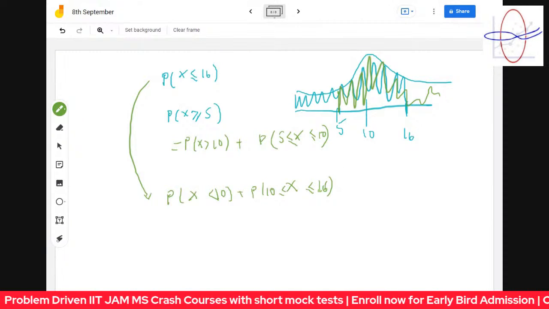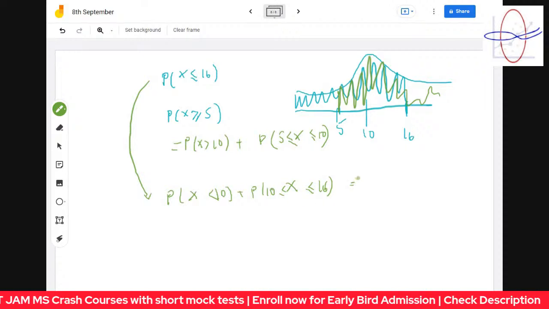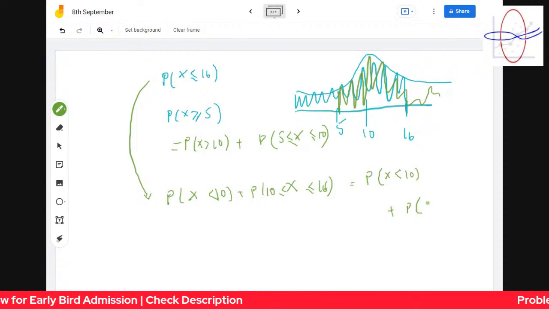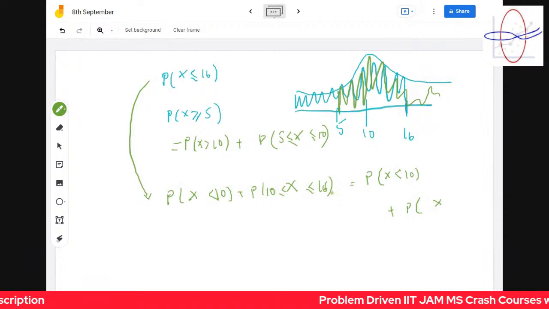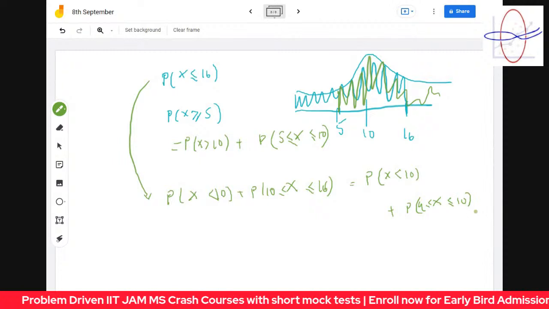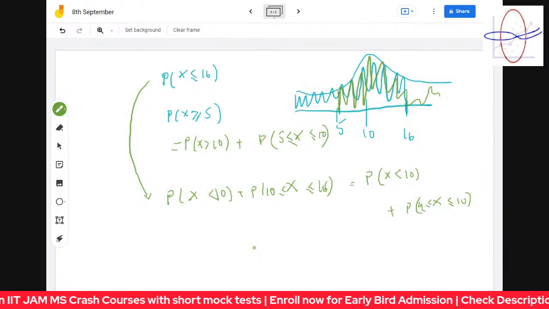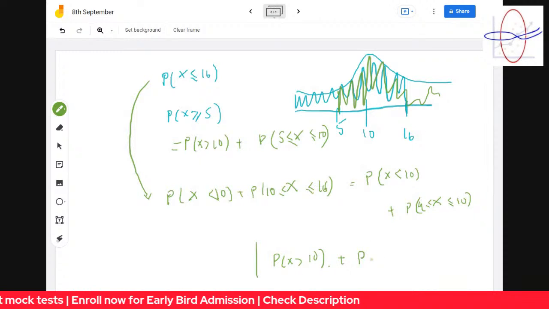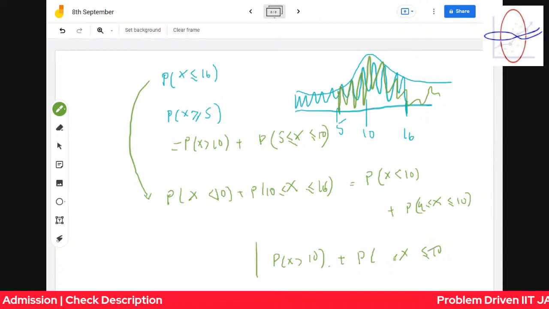And since it's symmetric, this will be equal to probability x less than 10, which is half, plus, since it's symmetric, it will be equal to probability x, like it's 10 to 16, so it will be 10 to 4. Okay, so therefore these two are equal. So we have on one side probability x greater than 10 plus probability x less than or equal to 10 and greater than or equal to 5.